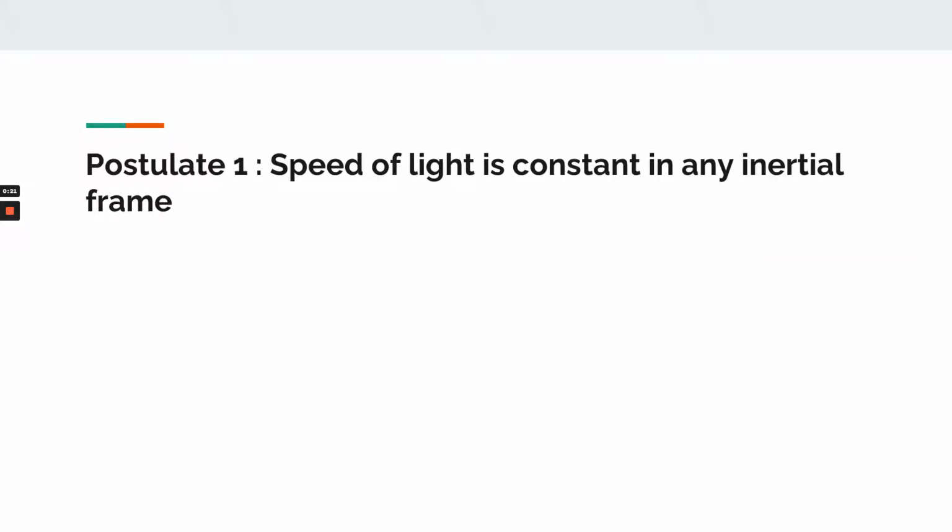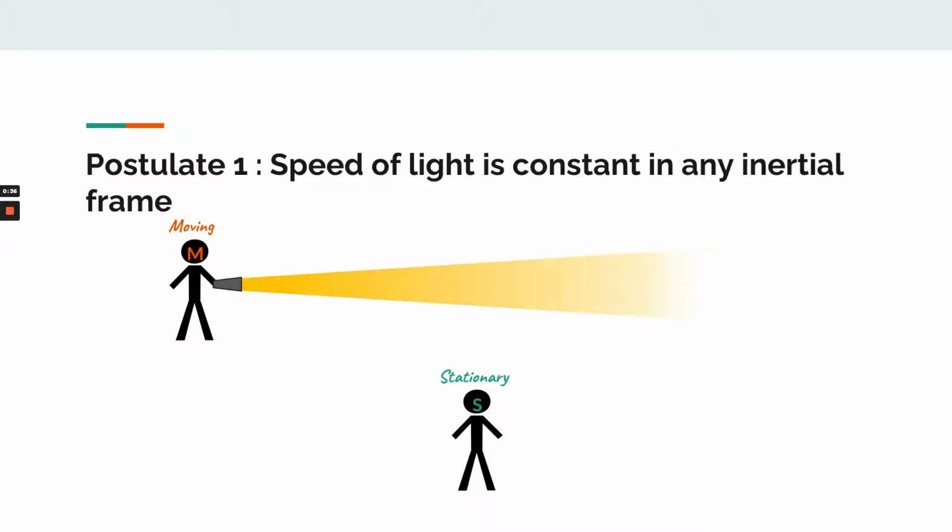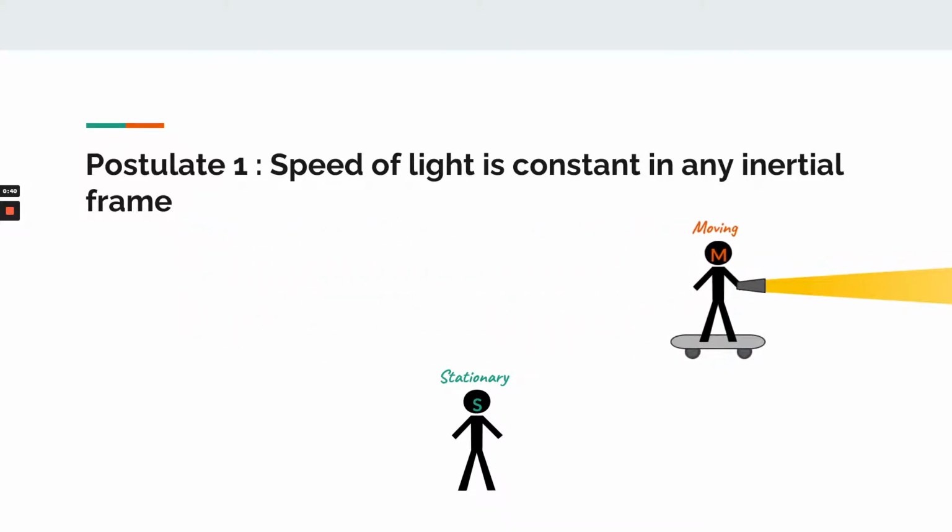For the first postulate, it seems very easy to understand. As we've all heard, the speed of light is constant, 3 times 10 to the power of 8 meters per second. A simple yet effective way of understanding this is to imagine a stationary observer and a moving observer. If the moving observer shines a flashlight in the direction they're moving, they should witness the light travel at c. According to this postulate, the stationary observer should also witness the light traveling at c.